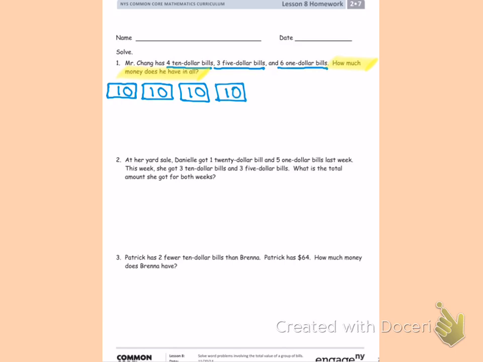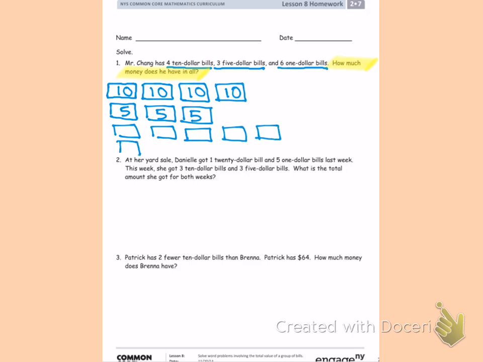Now I'll draw 3 $5 bills. 1, 2, 3. And I'll put a 5 inside of each one. Finally, I'll draw 6 $1 bills. 1, 2, 3, 4, 5, 6. And I'll put a 1 inside of each one.